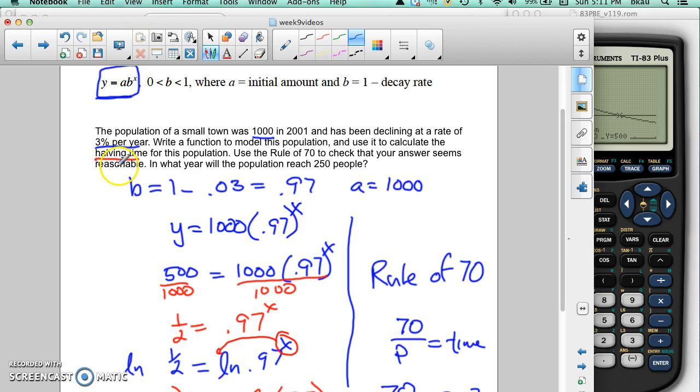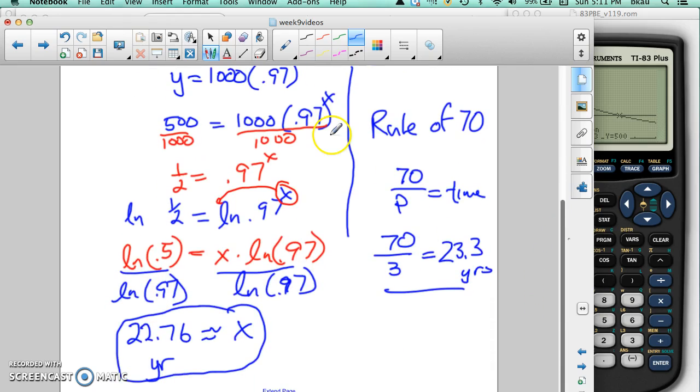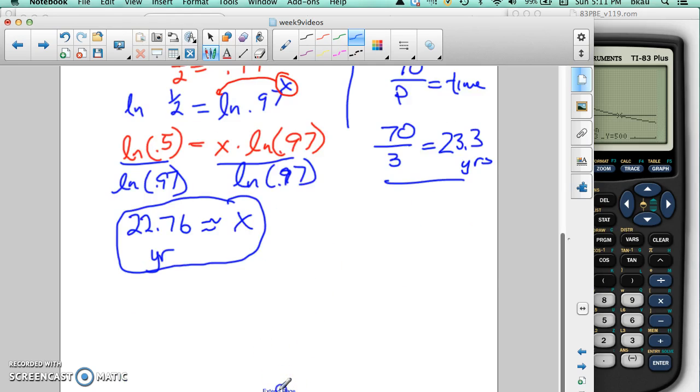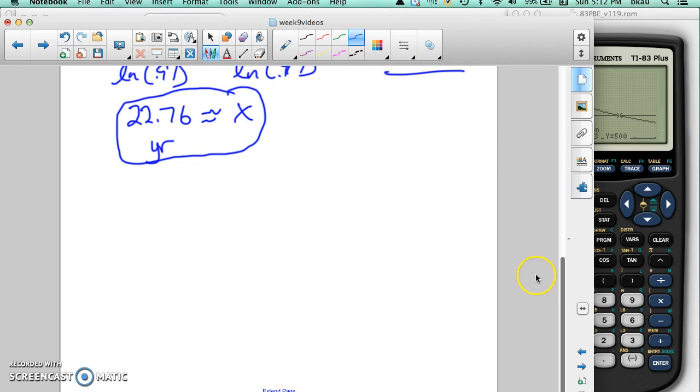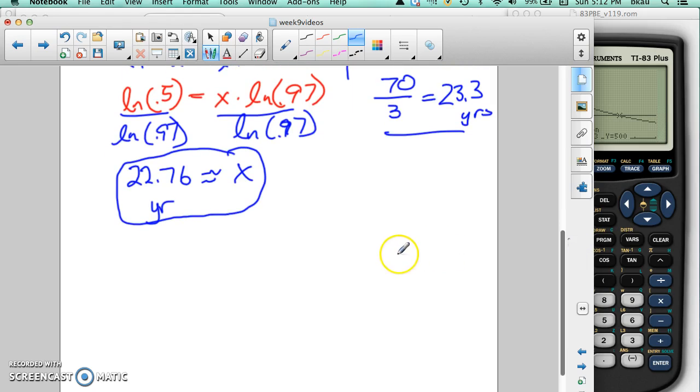Now it says, my final thing here is what year will it approximately reach 250? Well, let's use our same type of formula here, except that we're cutting it in half again. So should the answer be 40? If we're cutting it in half again, this one was cutting it in half already and was 22.76. So is that going to be 44 or 45? Close to 45 years? Let's just verify that.